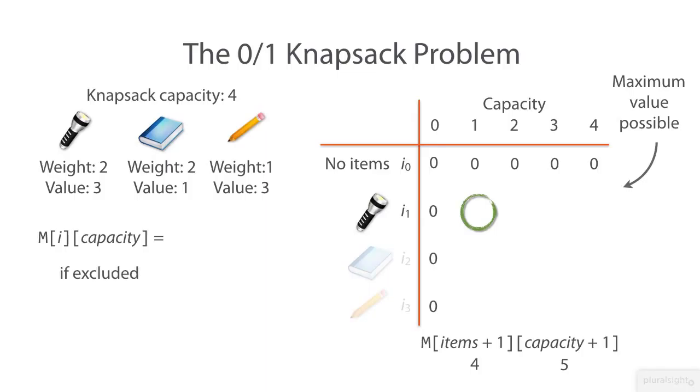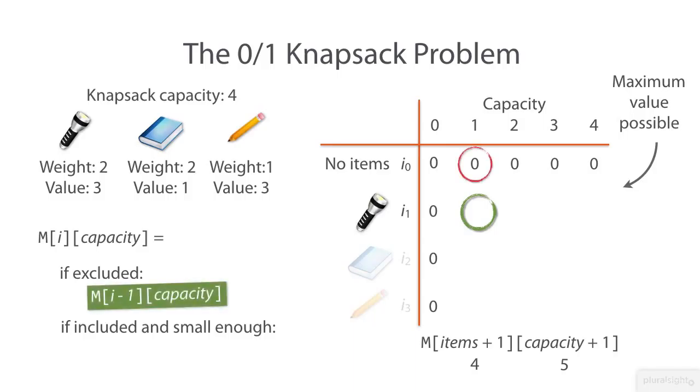There are two cases. Either we exclude the corresponding item from the final solution, or if the item fits the knapsack capacity, we will include it in the final solution. If we do not include the item, then the maximum possible value we can obtain is already solved, because that can be found in the row above. Here I have drawn a red circle around that case. So if we choose to not include the flashlight, then the maximum value of our solution is the answer to the subproblem where we did not consider any items.